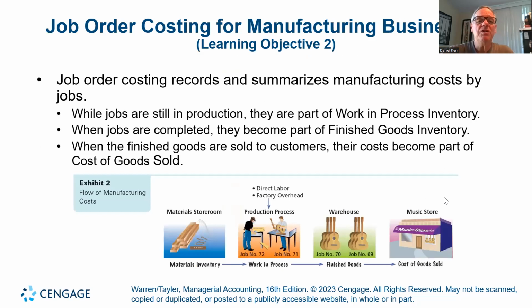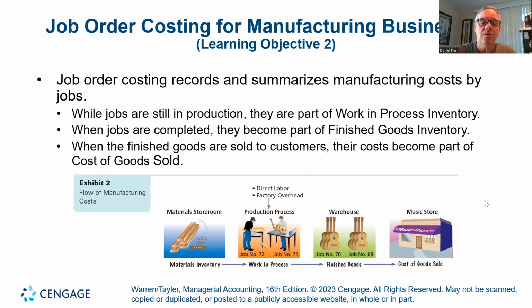Right, so objective number 2, how do we actually perform job order costing? Well, we know while goods jobs are still in production, they're work in process. When they're completed, they become finished goods. And when they are actually sold, then they become cost of goods sold.